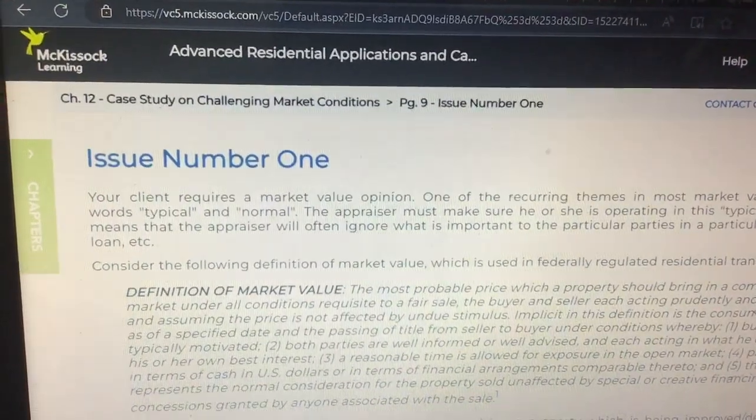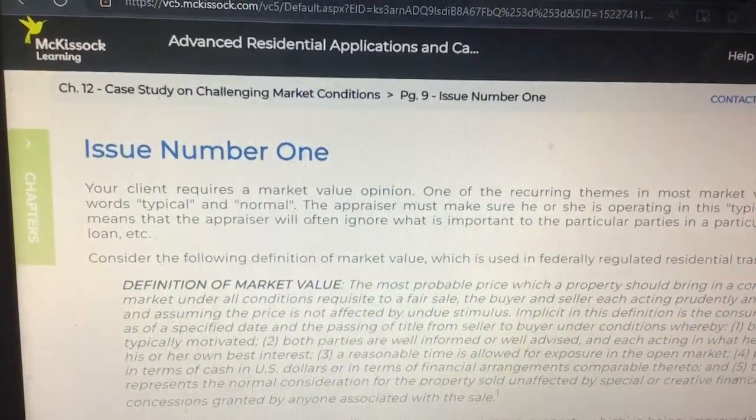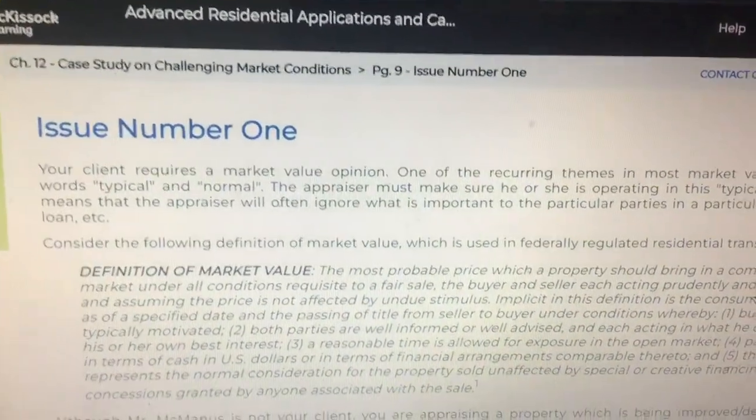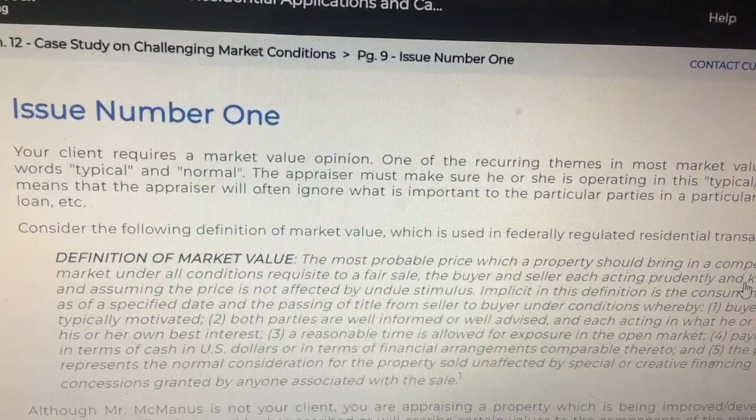Advanced Residential Applications and Case Study, Chapter 12, Case Study on Challenging Market Conditions. Page 9, Issue Number 1. Your client requires a market value opinion.